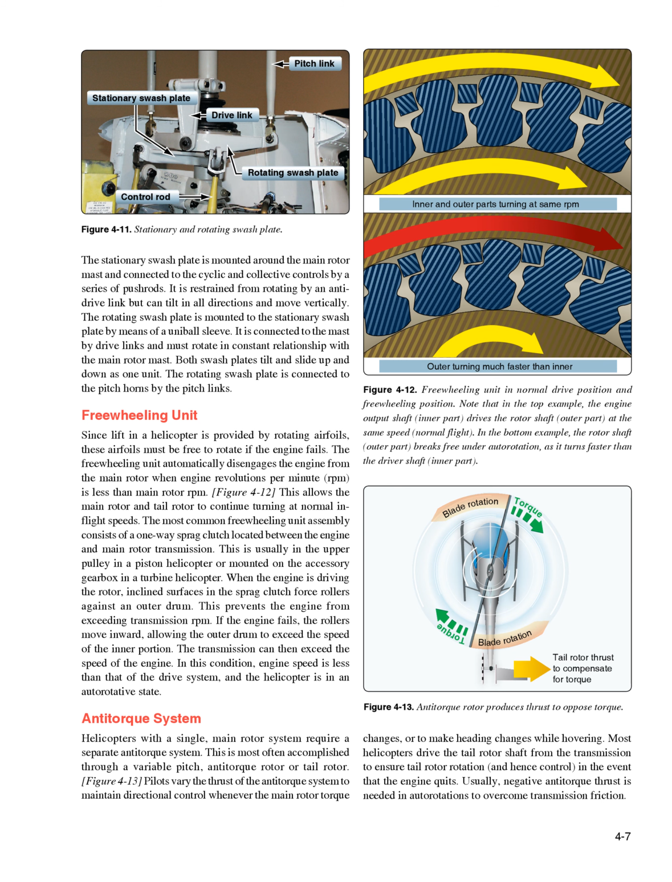The most common freewheeling unit assembly consists of a one-way sprag clutch located between the engine and main rotor transmission. This is usually in the upper pulley in a piston helicopter or mounted on the accessory gearbox in a turbine helicopter. When the engine is driving the rotor, inclined surfaces in the sprag clutch force rollers against an outer drum. This prevents the engine from exceeding transmission RPM.